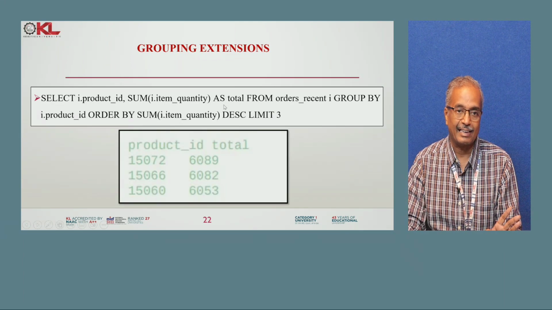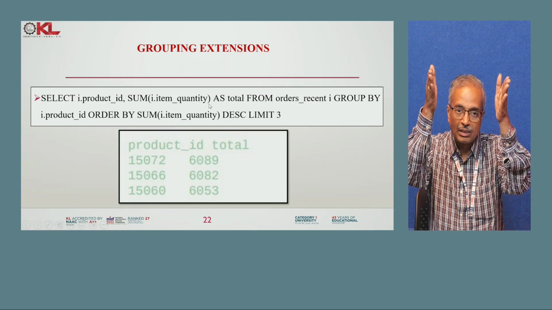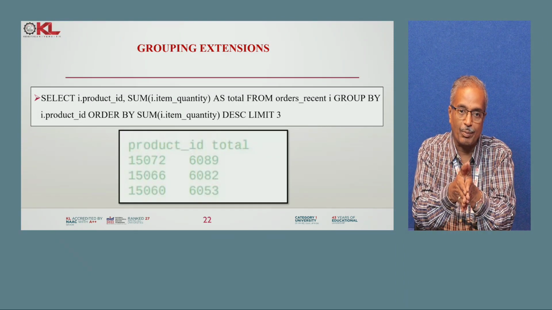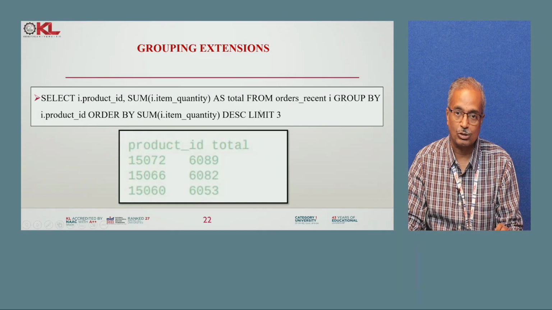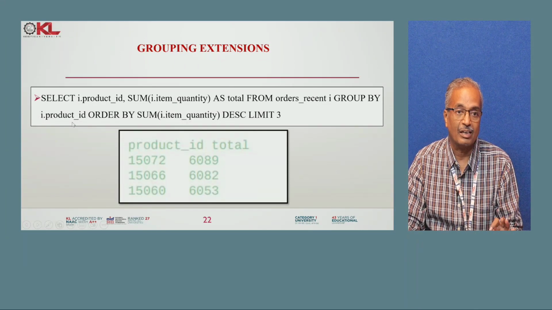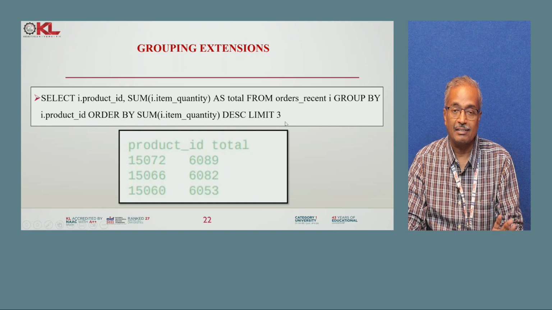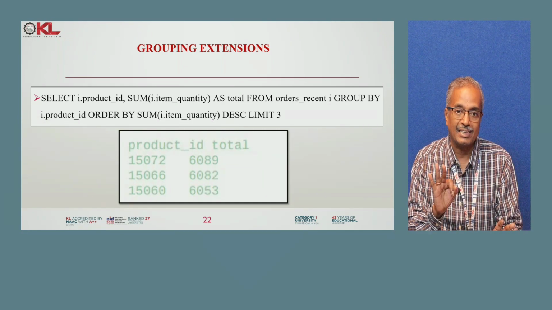So, this is the syntax. Here you are seeing this select. We are selecting the product ID, and the sum of item quantity, I mean the total summation of the item quantity column data, from orders recent, grouping and ordering by sum of item dot quantity in descending order. How much? 3. 3 stands for the limit of 3.